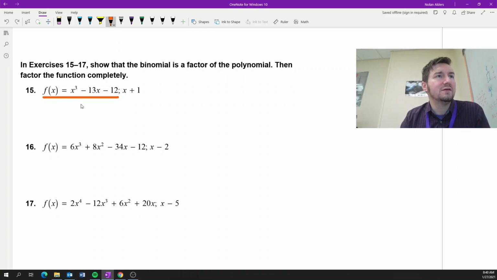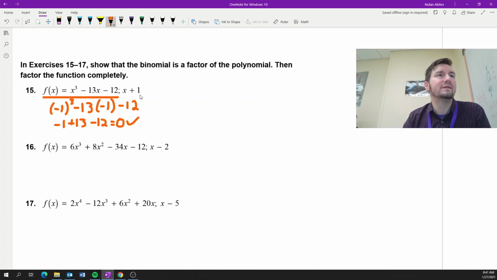So to evaluate this function, we can just substitute -1 in for x. So we're going to have -1 cubed minus 13 times -1 minus 12. Okay, -1 cubed is just -1. -13 times -1 is a positive 13, and minus 12. Okay, so -1 plus 13 is 12. 12 minus 12 is 0. So the answer is yes. x plus 1 is a factor of x cubed minus 13x minus 12. Okay, so that would be a yes.